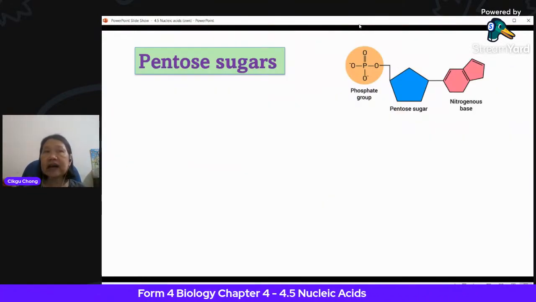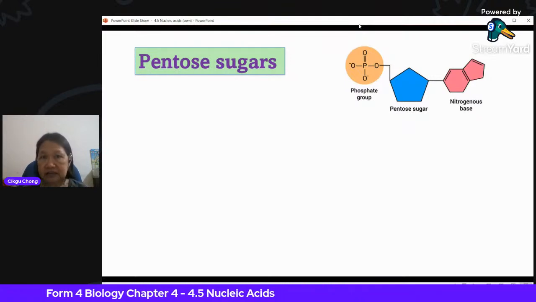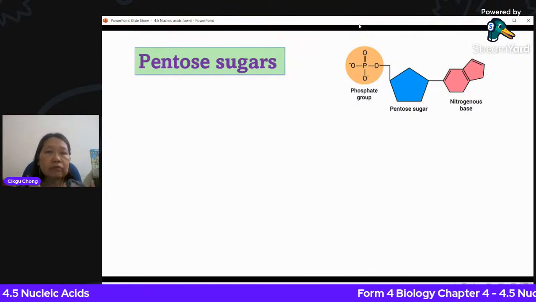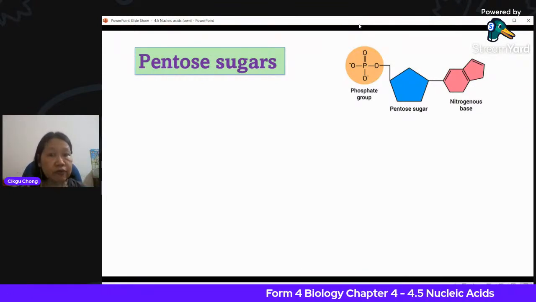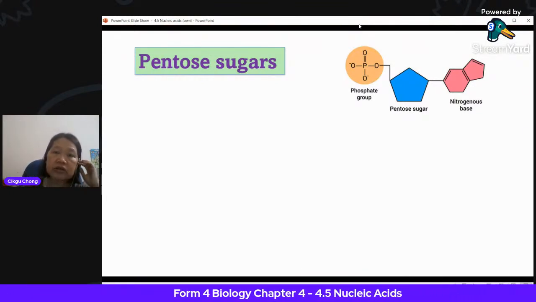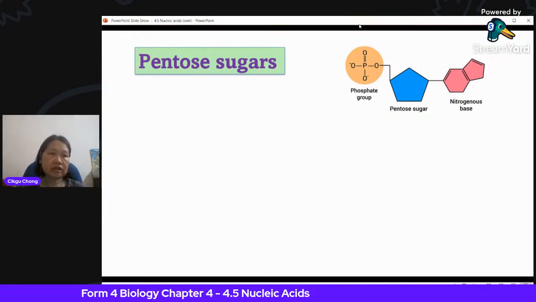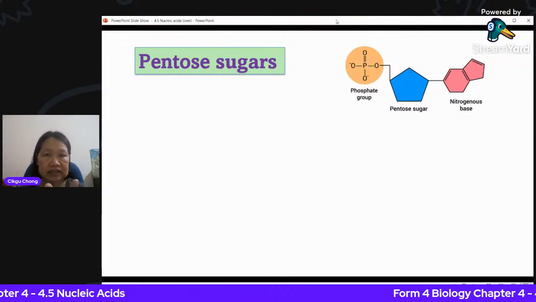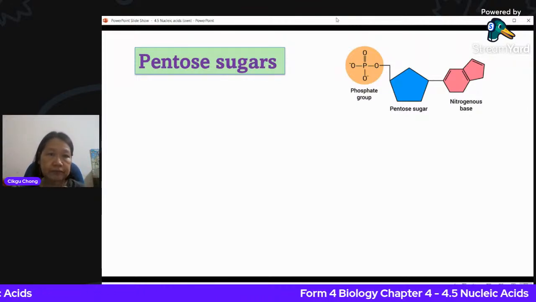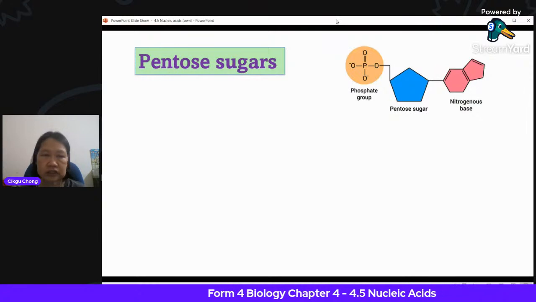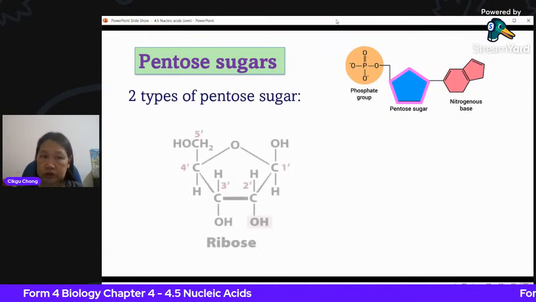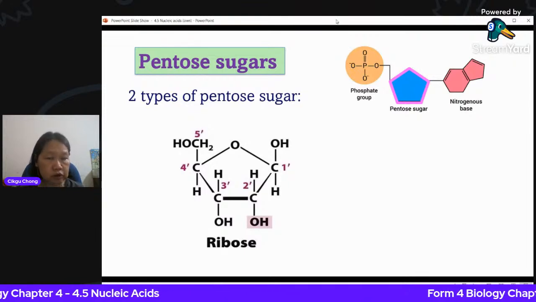Just like I mentioned, there are 2 types of nucleic acid. One is DNA, one is RNA. What type of nucleic acid is formed depends on what type of sugar there is. So pentose sugar, there are 2 types. Let's see what the 2 types of pentose sugar are. This is the pentose sugar, right? One is called a ribose sugar.